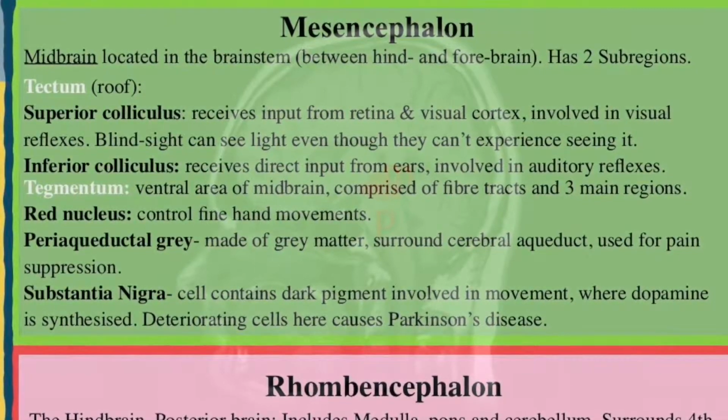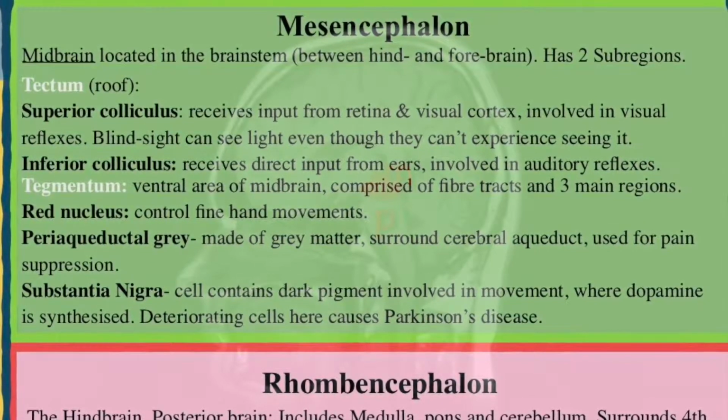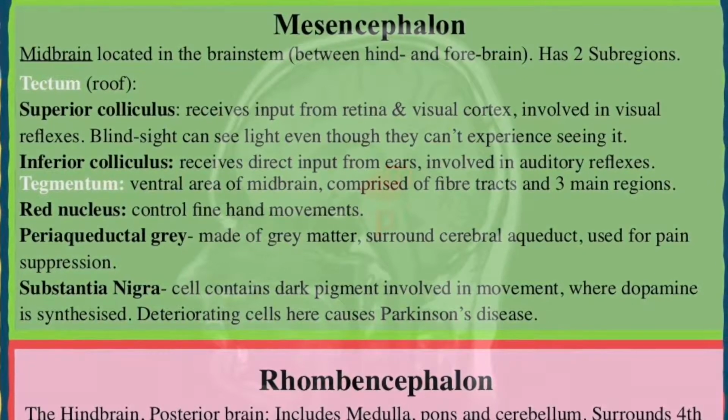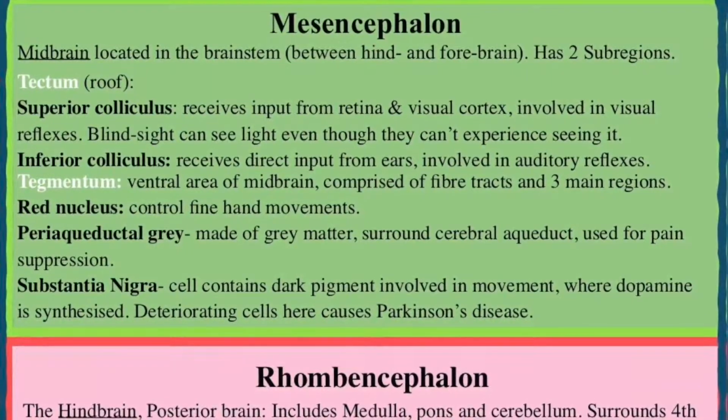The Inferior Colliculus, on the other hand, receives direct input from the ears and is involved in auditory reflexes. So if, let's say, there's a loud noise and someone flinches, that's to do with the Inferior Colliculus. Anyway, the tegmentum is the second subregion of the Mesencephalon. It is a ventral area of the midbrain comprised of fiber tracts and three main regions.